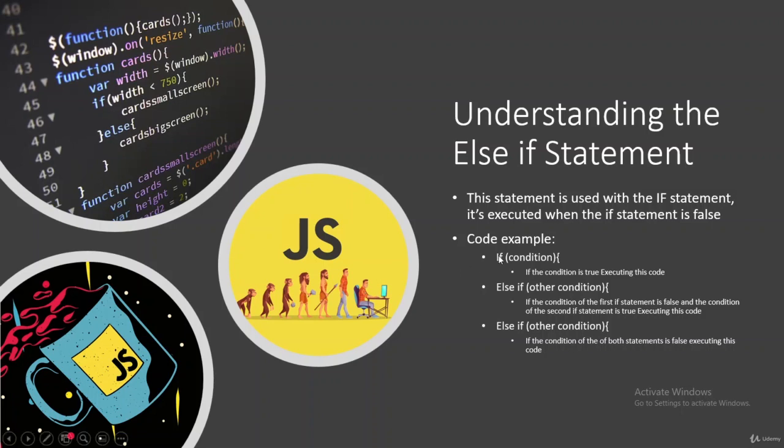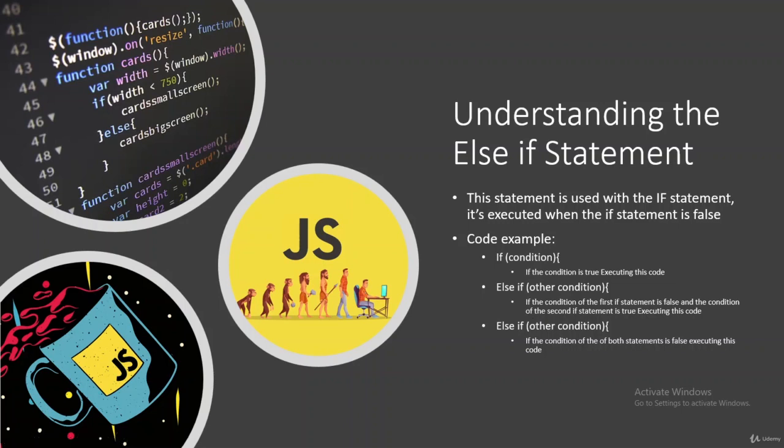So let's say, for example, if my first condition is true, I want to return this line of code. But if my if statement condition is false, I want to verify another condition. It's possible to do that with the use of the else if statement. So here, for example, I will use the if statement. If the condition is true, I want to return this line of code. If it's false, I want to verify this condition. If this condition is true, I want to return this line of code. If it's false, I want to verify this condition by using another else if statement.